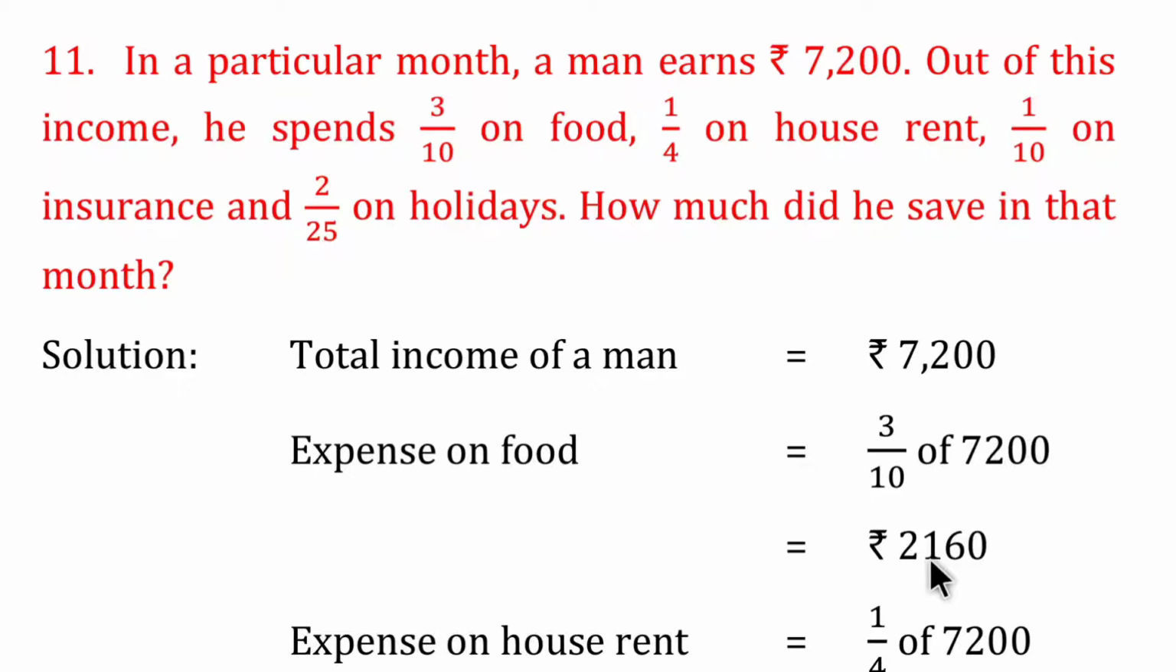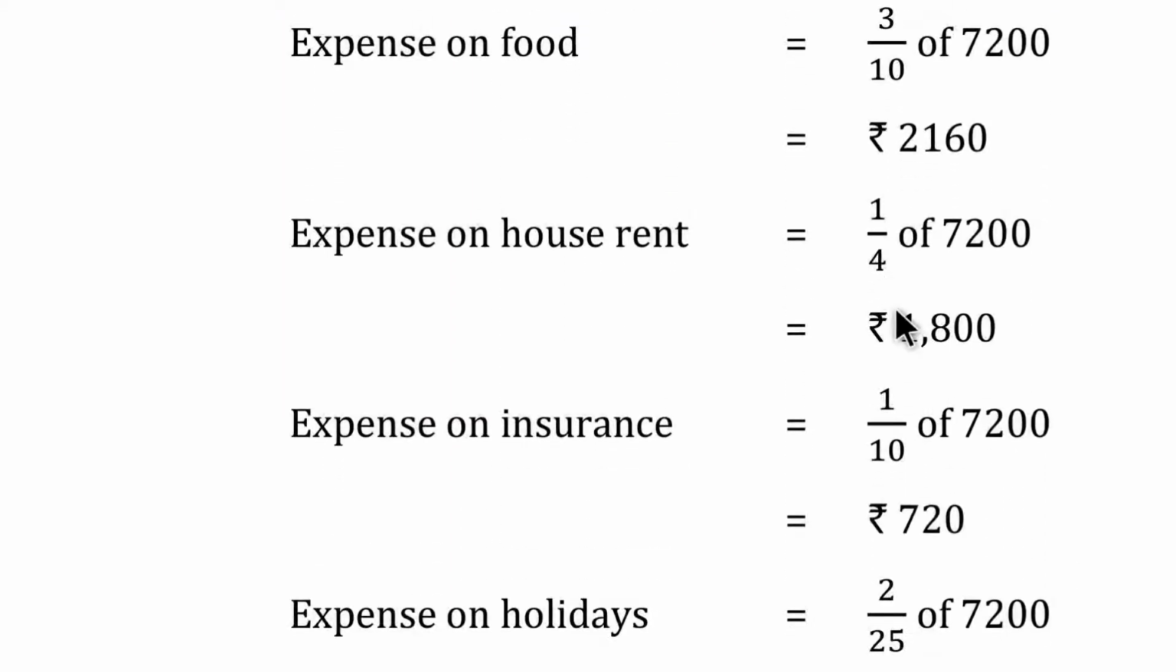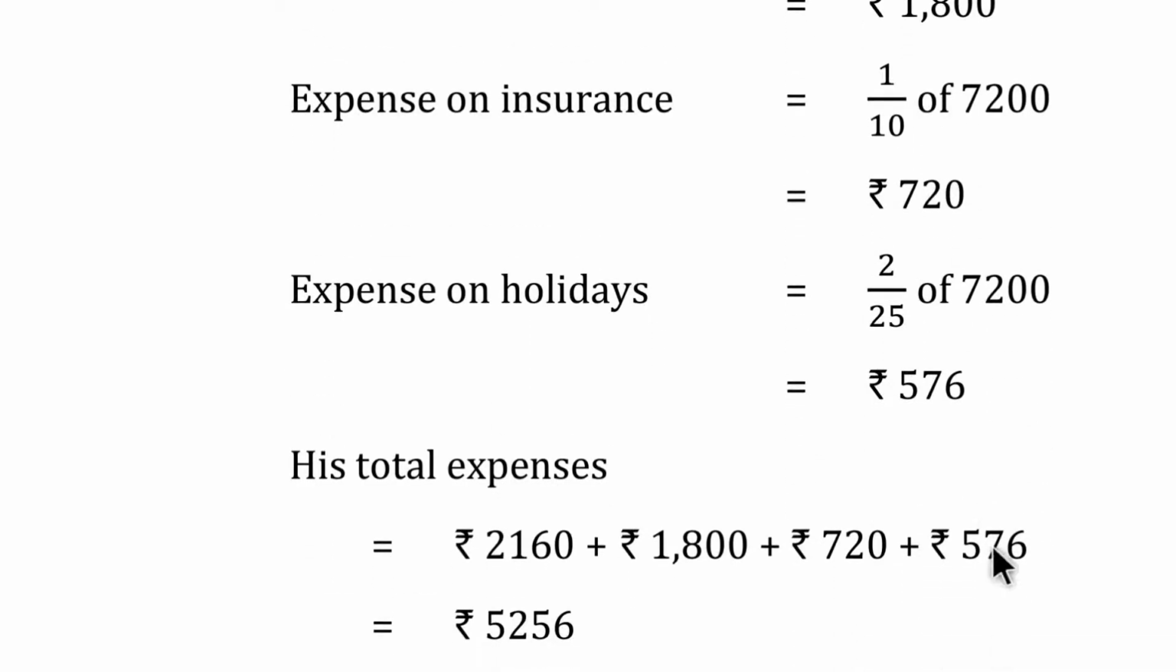Now the expense on house rent is given as 1/4 of the income. That will be equal to 1/4 of 7,200. 4 cancels 72 18 times and double 0. So 1,800. Similarly, expense on insurance is 1 by 10 of 7,200, where 0 will cancel. You'll get 720. Now expense on holidays similarly is 2 by 25 of 7,200, and when you calculate, you'll get 576.